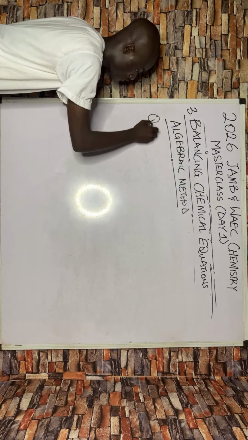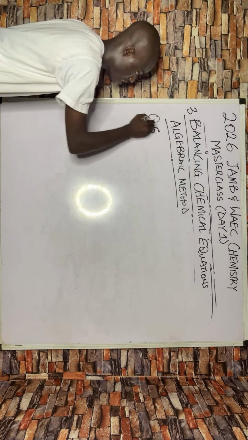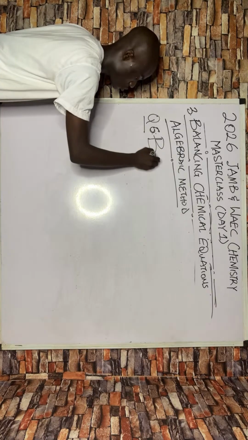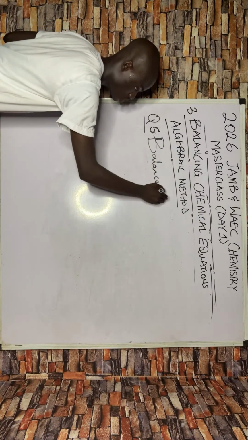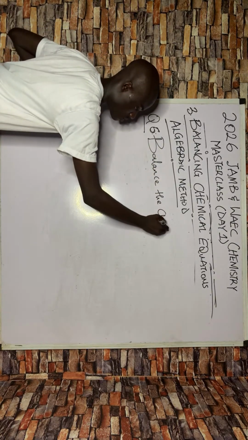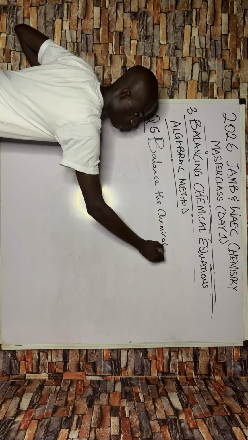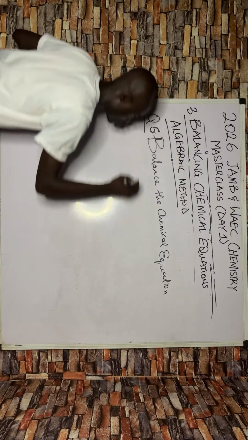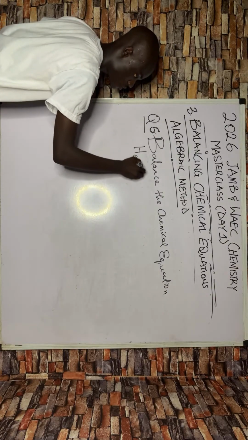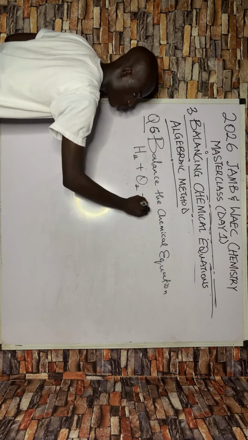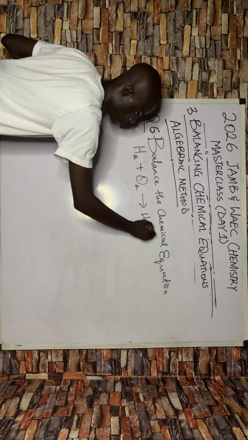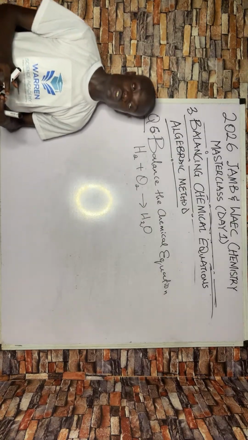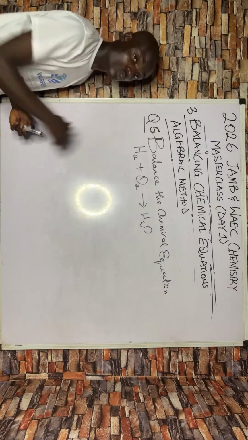So question 5 or 6 rather becomes: balance the chemical equation. We are going to take a very simple equation. And our equation is what? H2 plus O2 will give us H2O. So I'm going to balance that equation again so that we can understand what this method entails.